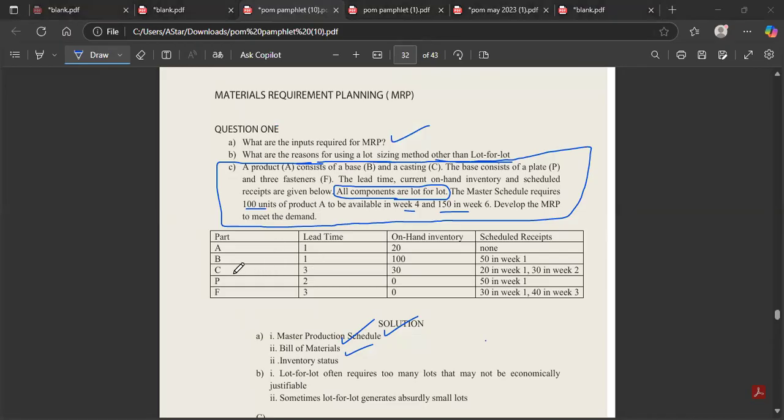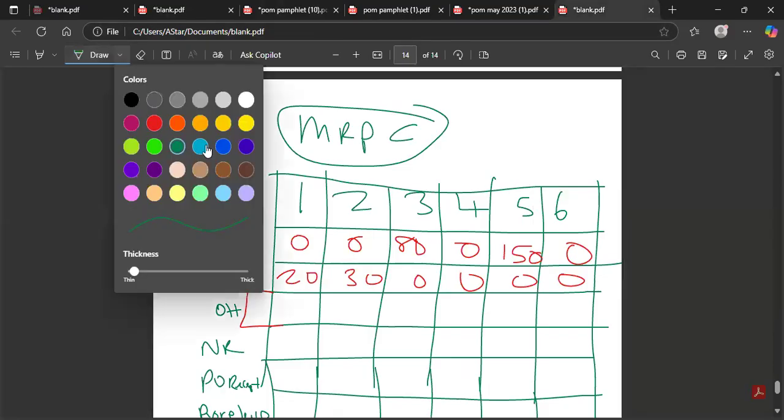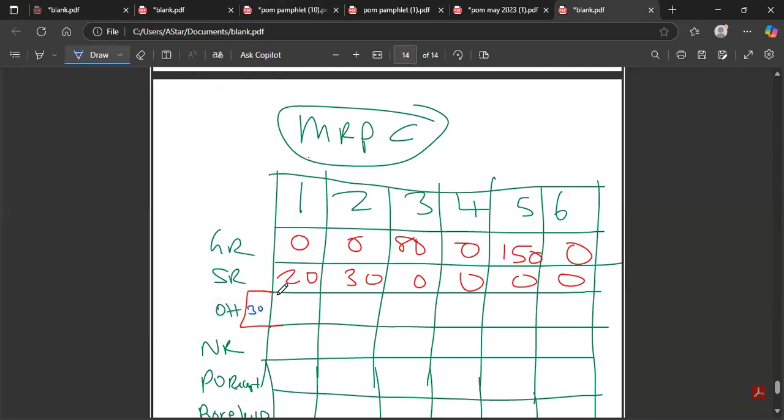On hand is 30 units. So 30 plus 20 is 50 minus 0 is 50. Then here it will be 50 plus this minus that, which is 80. 80 plus 0 minus 80, the answer is 0, right?